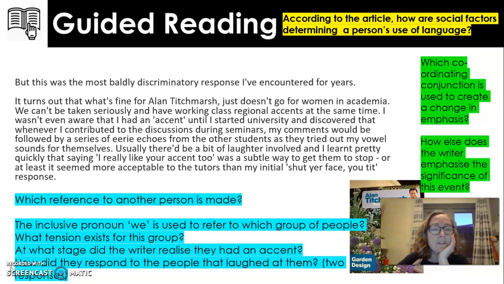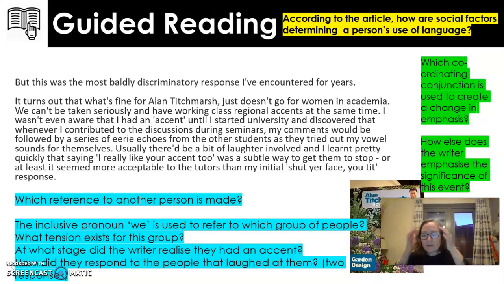Yes, absolutely. So we've got a single sentence paragraph, okay, and we've got the use of superlatives. This was the most boldly discriminating response I've encountered for years. So actually the language there is equally strong. So this is a single sentence paragraph. Okay, it's actually still a simple sentence because we've only got the main verb phrase "I've encountered" there, but it's standalone. It's got the emphasis there that this was a significant event when this woman at the professional academic conference slighted her and mocked her accent.